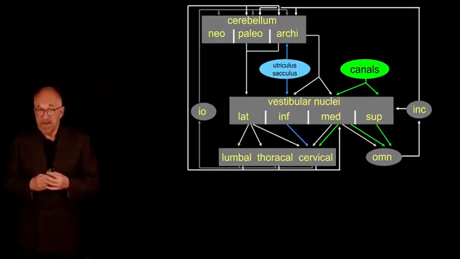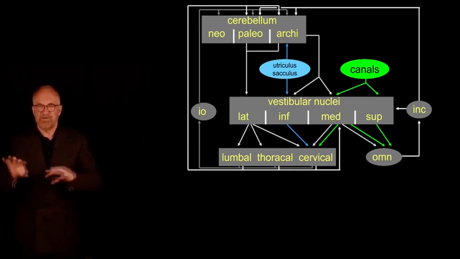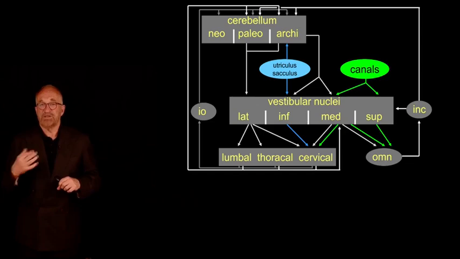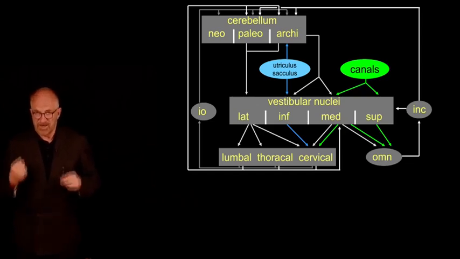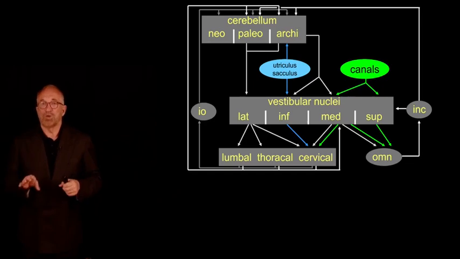Okay, now the information from canals, utriculus and sacculus goes to the vestibular nuclei, and then it is distributed in different directions. You can see that the medial and superior vestibular nuclei receive information predominantly from the canals, and via the oculomotor nuclei they take care of eye movements.